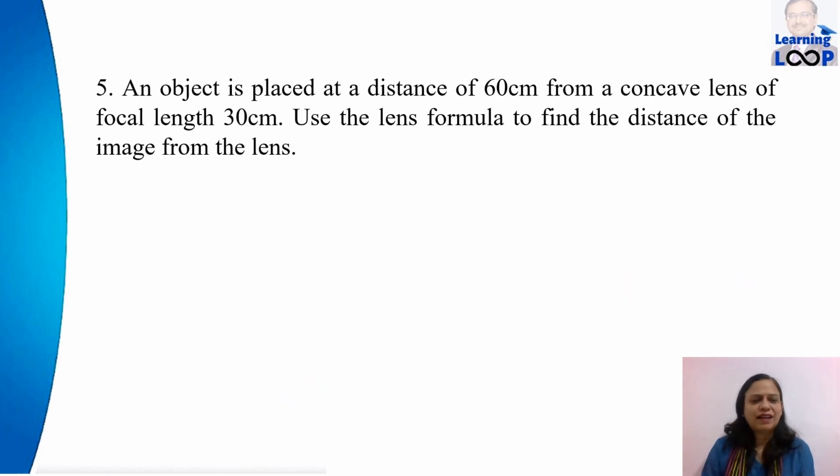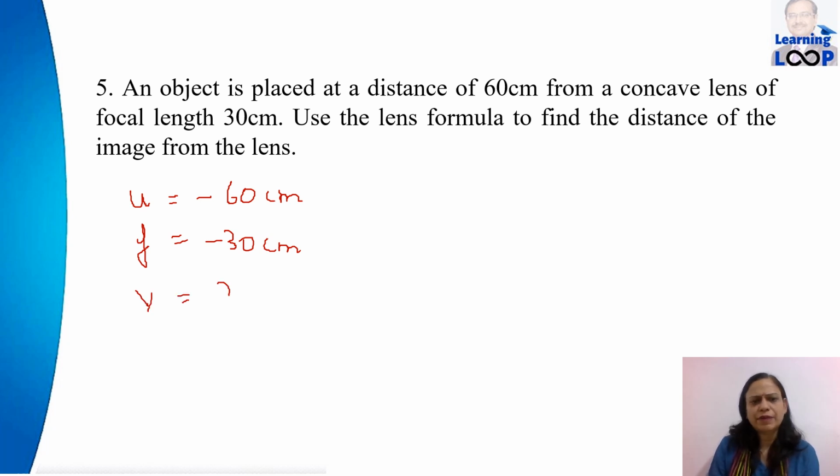The fifth and the last numerical for this video. An object is placed at a distance of 60 centimeters from a concave lens. So u in this case is negative 60 centimeters. Focal length is 30 centimeters. Now since it's a concave lens, the focal length would be negative. Use the lens formula to find the distance of the image from the lens. A very simple question. You just have to calculate what is v here.